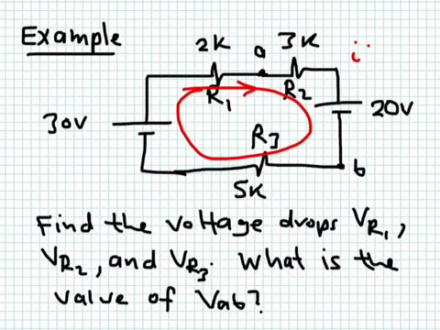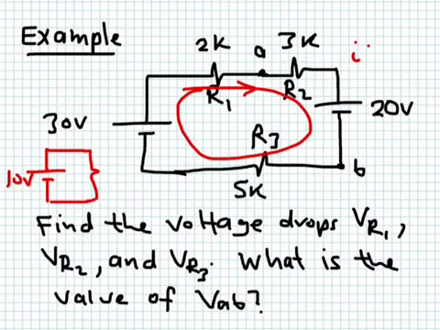I can replace this whole circuit by this very simple circuit here. I can put 10 volts here, which is the equivalent voltage. And the equivalent resistance will be the sum of all the resistances, 2K, 3K, and 5K, so it is equal to 10 kilo ohm. This is the equivalent voltage, and this is the equivalent resistance. So I'm going to analyze this problem. First, find the equivalent voltage, which is 10.